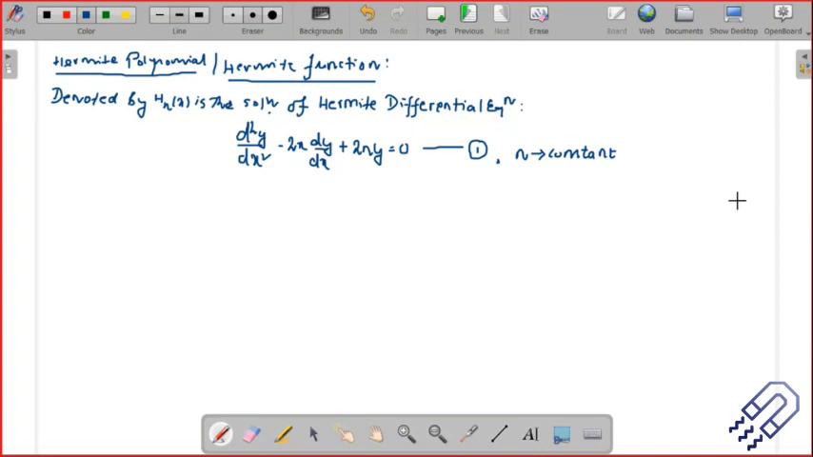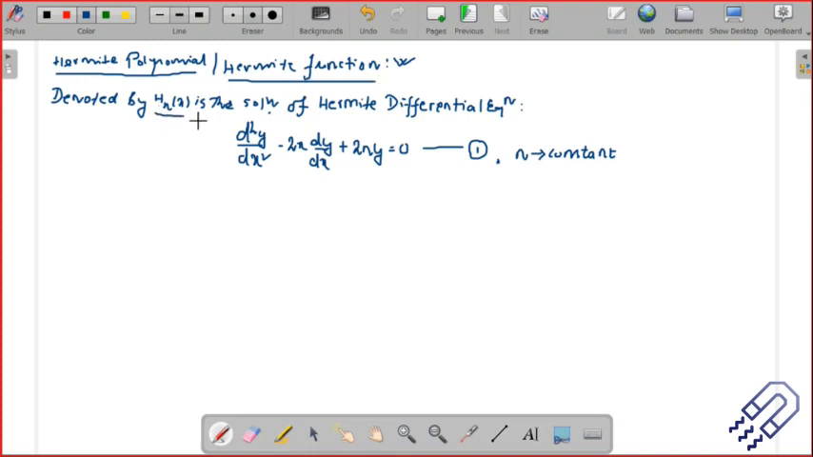And usually we are going to use the generating function to get that series. So today's topic would be Hermite polynomial or Hermite function. You can see this Hermite polynomial or Hermite function. That's the topic for today. It's denoted by Hn(x).